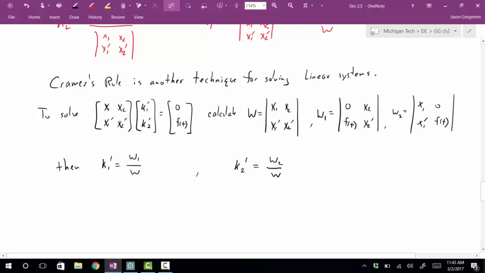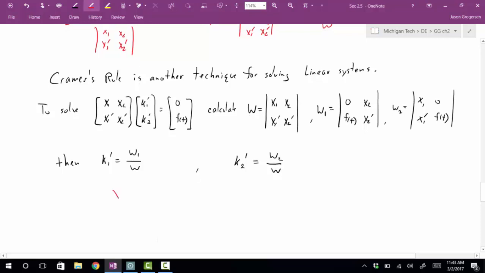Now, is that what I want? I want K1 prime. Is my assumption for XP have a K1 prime in it? It's got a K1 in it, right? So how do I find K1? You use these formulas to find K1 prime and K2 prime, then integrate to find K1 and K2. XP then becomes K1 x1 plus K2 x2, and the general solution is the complementary solution plus that particular solution.